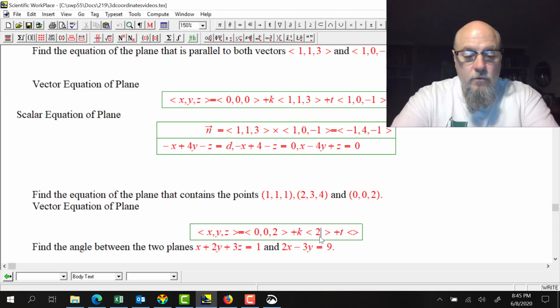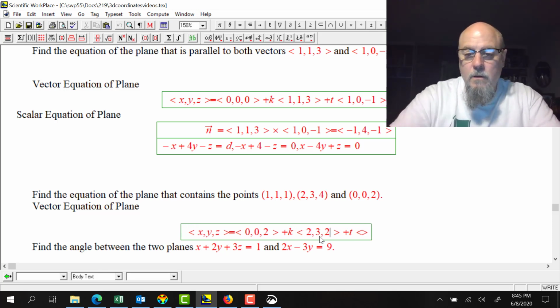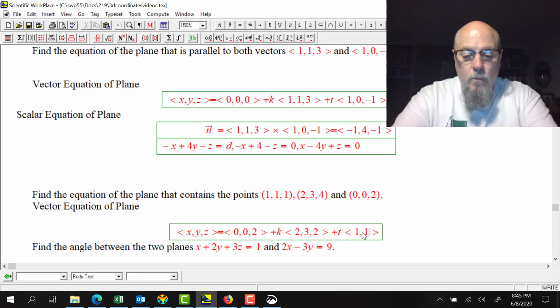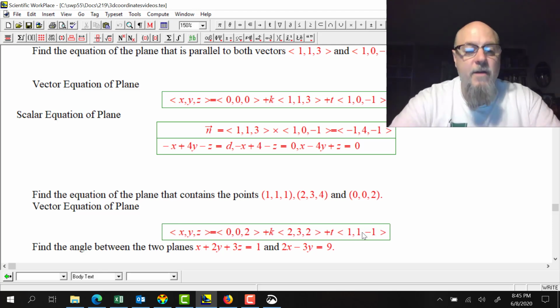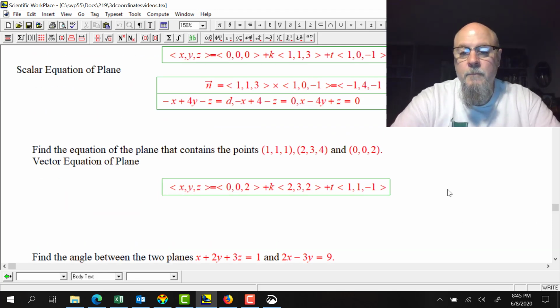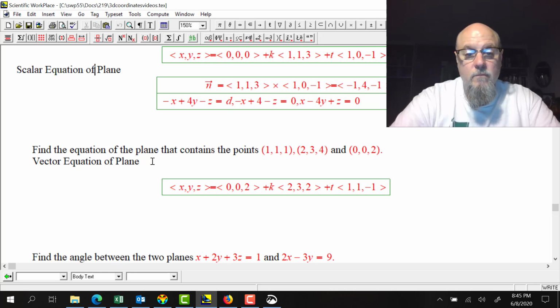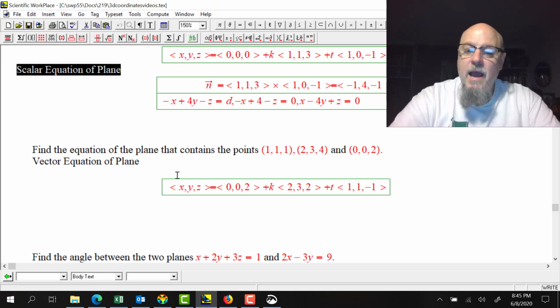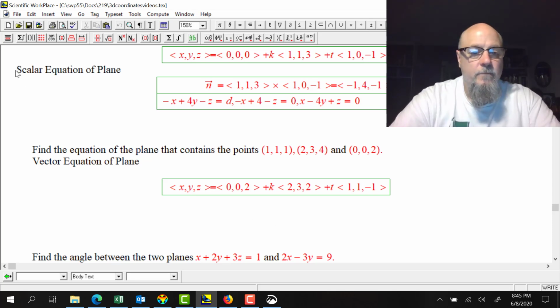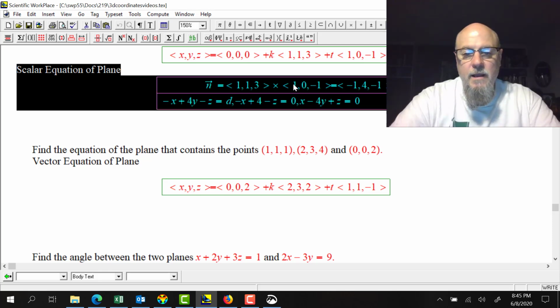So 2, 3, 2 and 1, 1, -1. Boom. There's my vector equation of the plane. All I needed was a point and the two vectors. If I want the scalar equation of the plane, it's going to be the same idea. I need the normal vector and I need a point that's on the plane. So let's get our scalar equation of the plane.